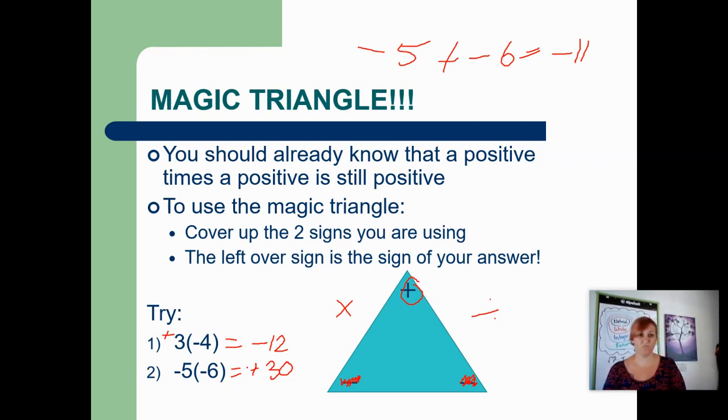Okay? This also works for division, so you could do the same thing if you had two numbers being divided. Cover up the signs of each number, and that will tell you the sign of your final answer.